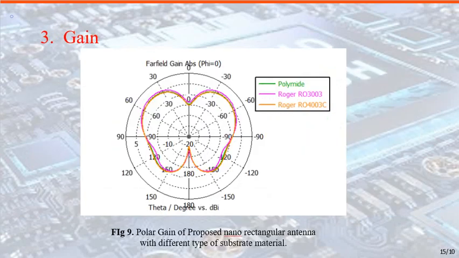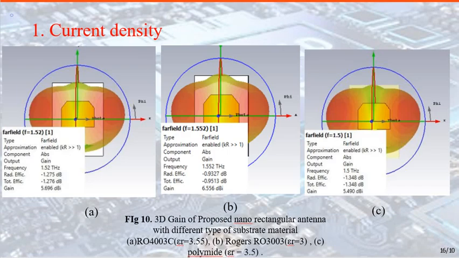Figure 9 presents the polar gain of the proposed nano-rectangular antenna with different types of substrate material. Figure 10 presents the 3D gain of the proposed nano-rectangular antenna with different types of substrate: A with the substrate Roger 403, B Roger 3003, and polyimide. We can see that the best gain result is with the Roger 3003.